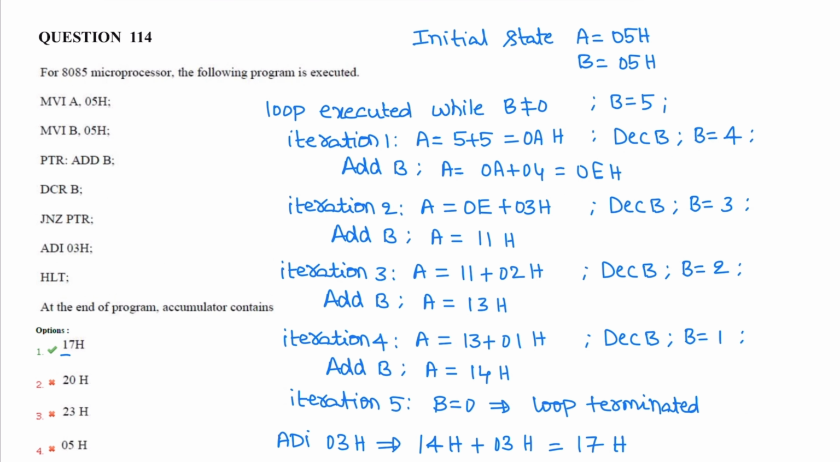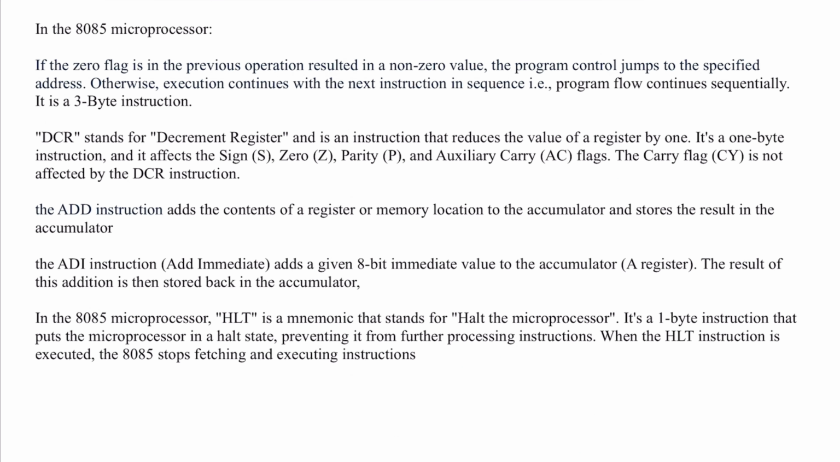Question number 114. For the 8085 microprocessor, a program is given. Before that, let us see what the MVI instruction is, and then DCR, JNZ, ADI and HLT. In the 8085, for JNZ, if the zero flag in the previous operation resulted in a non-zero value, the program control jumps to a specified address. Otherwise, if the zero flag is 1, execution continues to the next instruction in the sequence. Program flow continues sequentially. Jump if not zero is a 3-byte instruction.